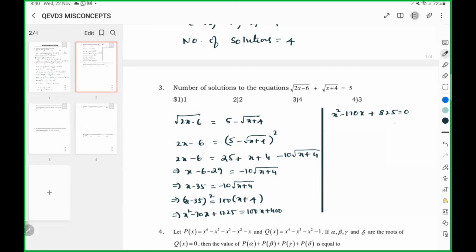So factorization. 5, 145, right? 5 into, what you get? 5 into 165, 5185.